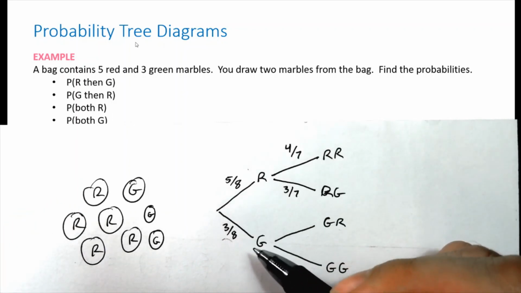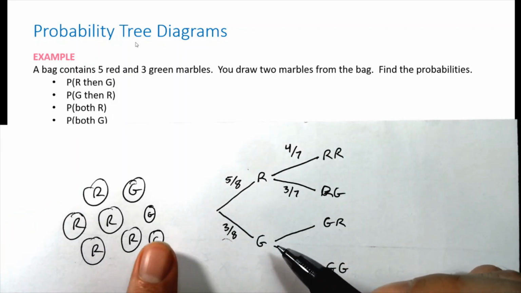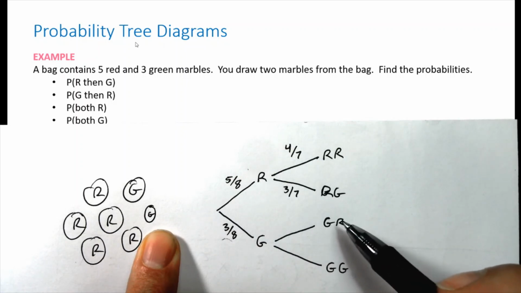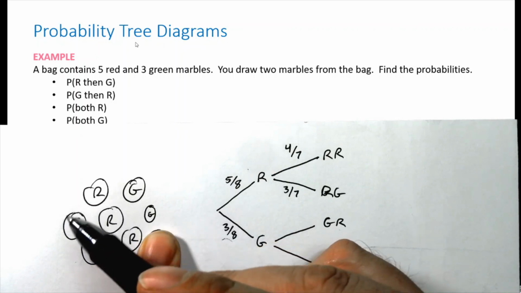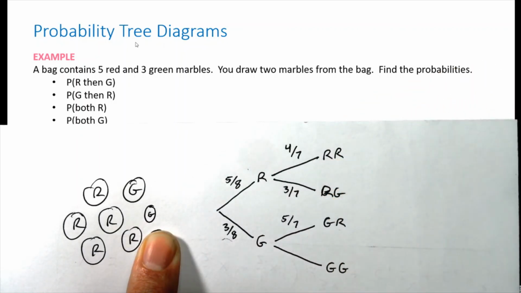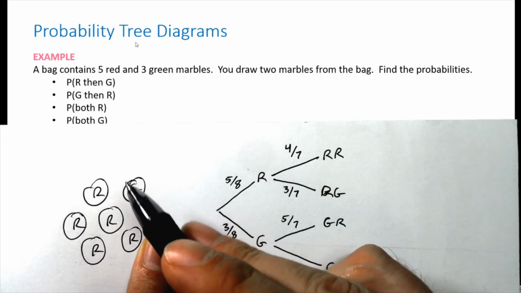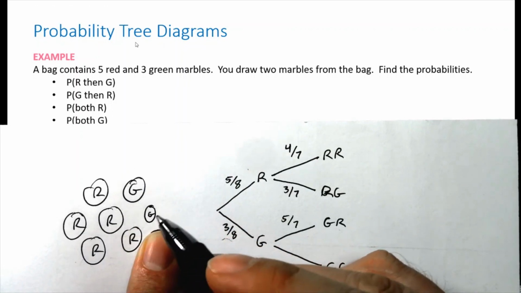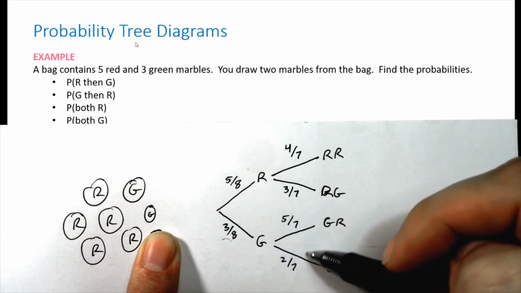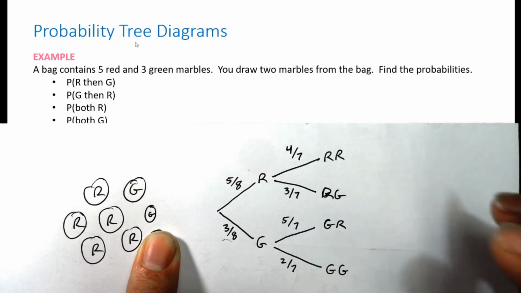Now, what about this situation? Well, I've drawn the green, so now there's a green marble missing. Now I'm going to see what's the probability of me drawing a red next. Well, there are 5 red marbles out of a total of 7. So it's 5/7. What's the probability of me drawing a green next? Well, there's only 2 greens left out of 7 marbles. So this is 2/7. And again, these add to 1. Just a quick check to make sure we did it right.